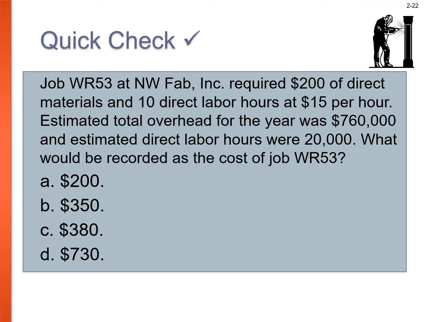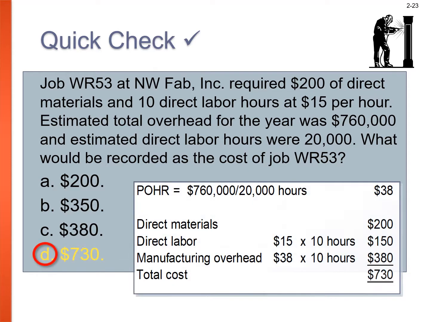We already know there's 10 direct labor hours associated with job WR53. So we'll multiply the $38 times 10. So $380 would be applied to this job, but that's not the total cost of the job. The total cost would be that 380 plus 200 plus 150. So the answer would be D. And there's the complete calculation as we just discussed it.